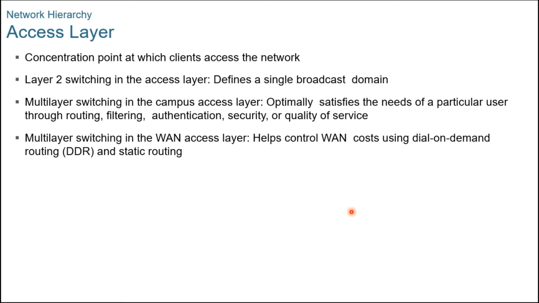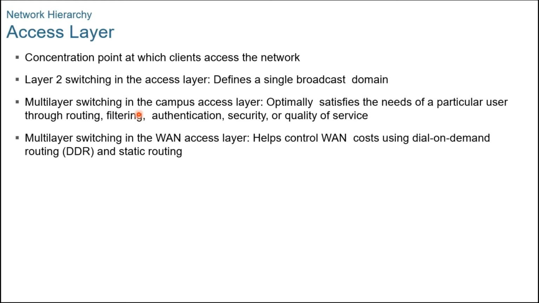Now, using multilayer switching in the access layer, the most common design for remote users is to use multilayer switches or routers. A multilayer switch or router is the boundary for broadcast domains and is necessary for communicating between broadcast domains, including VLANs.